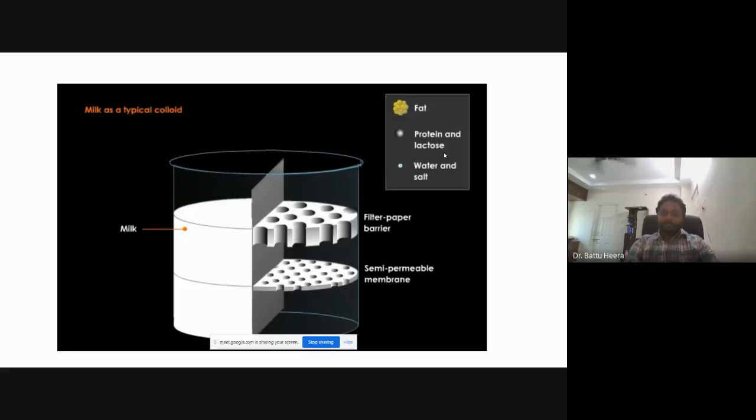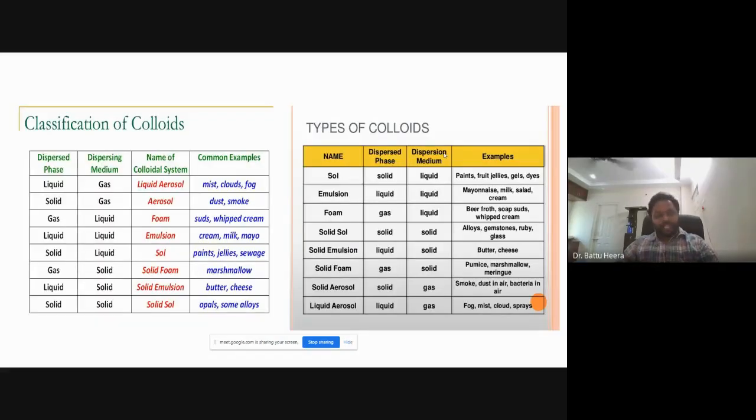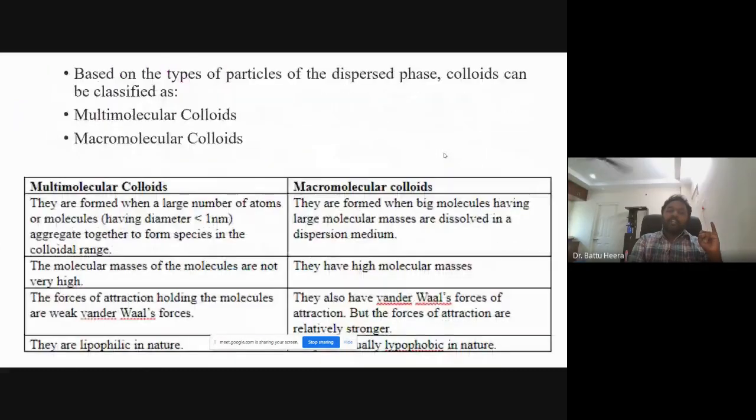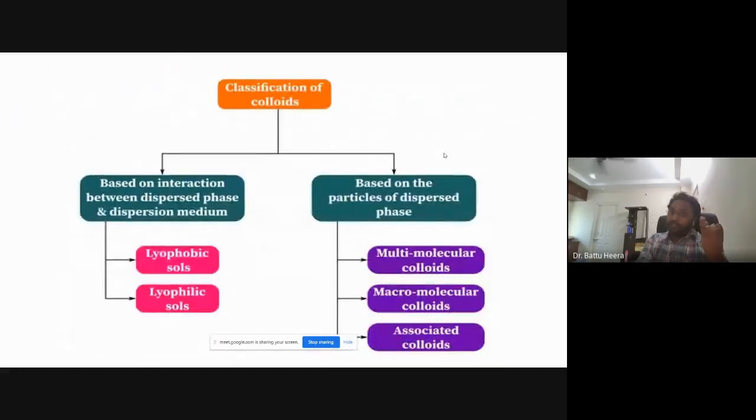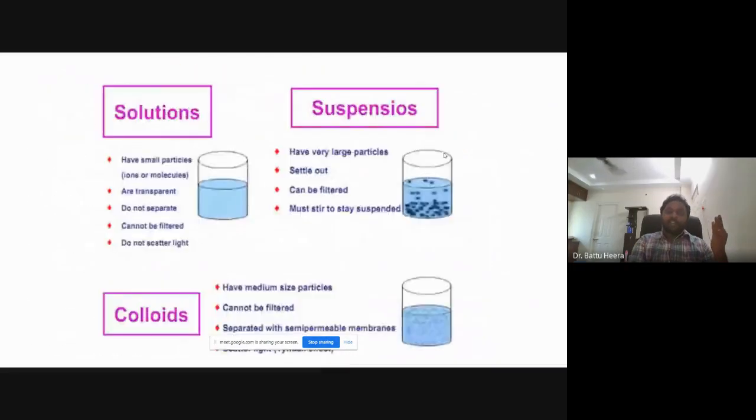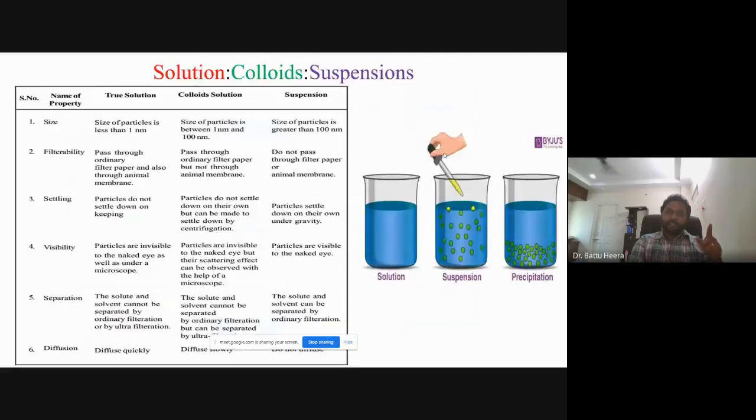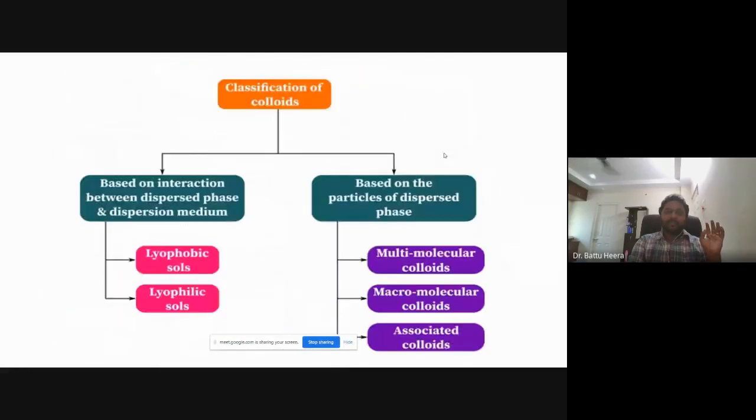Is it clear? So now this is very important. This is a classification of colloids. So ఇప్పటిదాకా మనం ఏం చదువుకున్నామమ్మా? Colloidal dispersion definition చదువుకున్నాం. తర్వాత what are the classification of colloids based on the dispersed phase and dispersion medium, and difference between the solution, suspensions, and ఇది చాలా ఇంపార్టెంట్ క్వశ్చన్ అమ్మా, solution, colloids and suspensions.